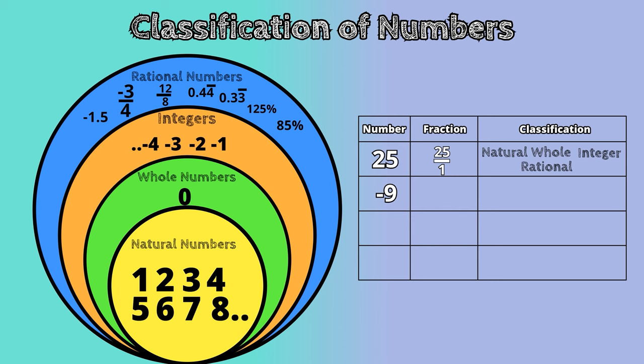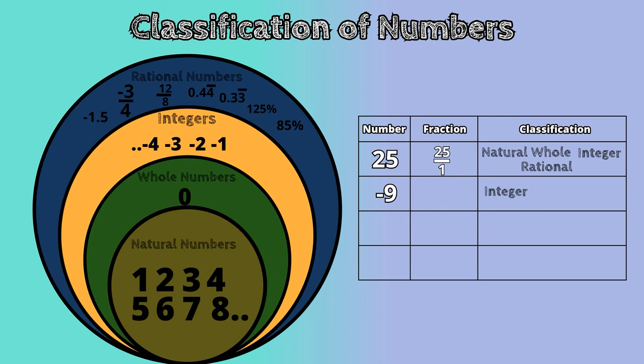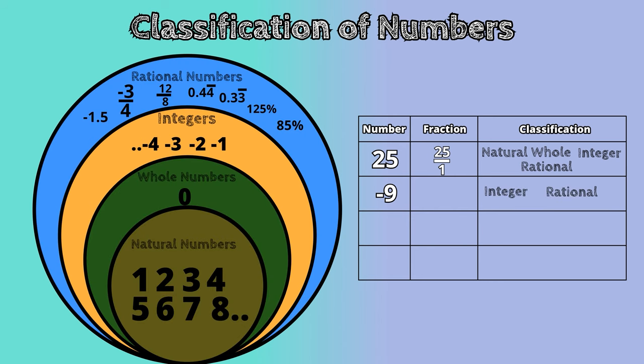The number negative 9 can be classified as an integer and a rational number, since it can be expressed as a fraction, such as negative 9 over 1. However, it cannot be classified as a natural number or whole number because these groups do not include negatives.